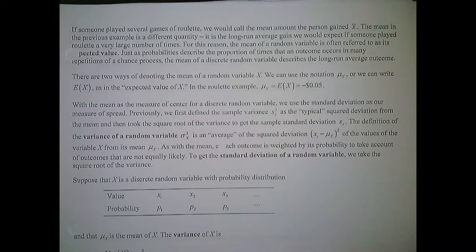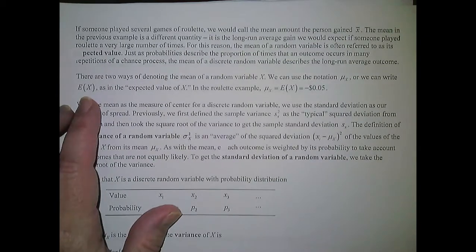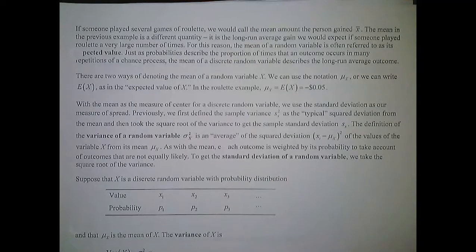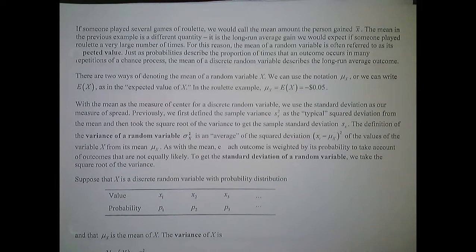But if we were to repeat this process many, many times, this is what we would expect. And that's why we refer to it as the expected value. So there's two ways of denoting the mean of a random variable x. We can use the notation mu of x, just like before, the mean of x, or we could write it as E of x, which is the expected value of x. In the roulette example, the mean and the expected value were a loss of 5 cents.